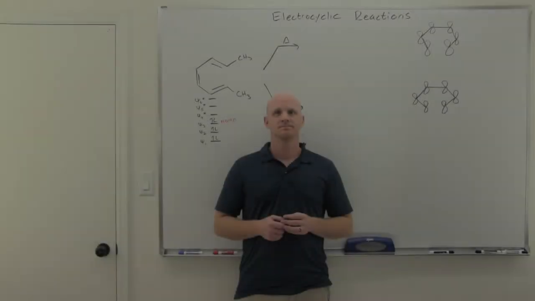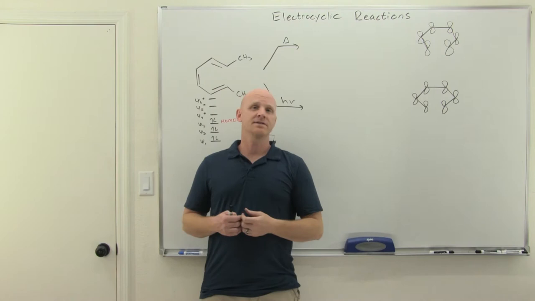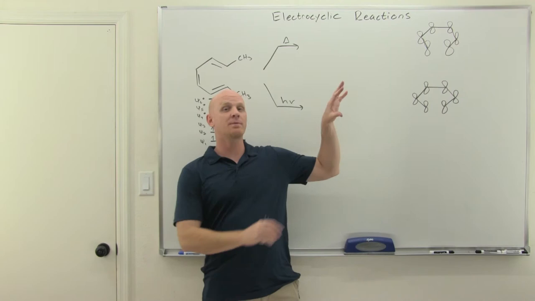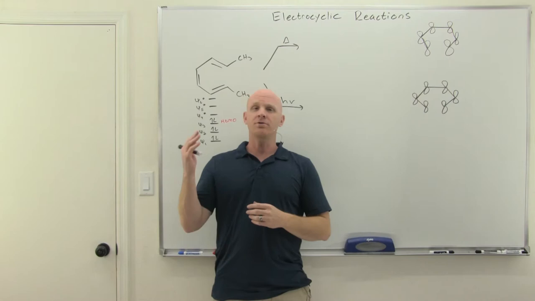Electrocyclic reactions is going to be the topic of this lesson. And this is the second of the types of pericyclic reactions we're going to talk about. In the last lesson, we talked about cycloadditions. In the next one, we'll talk about sigmatropic rearrangements. But now we're going to deal with the electrocyclic reactions. And we'll talk about thermal conditions and photochemical conditions.